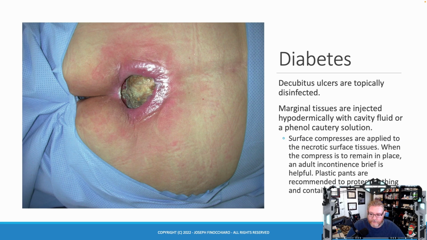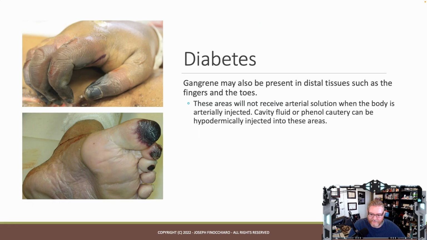Decubitus ulcers are topically disinfected. Marginal tissues are injected hypodermically with cavity fluid or a phenol cautery solution. Surface compresses are applied to the necrotic surface tissues. When the compress is to remain in place, an adult incontinence brief is helpful. Plastic pants are recommended to protect clothing and contain odors.